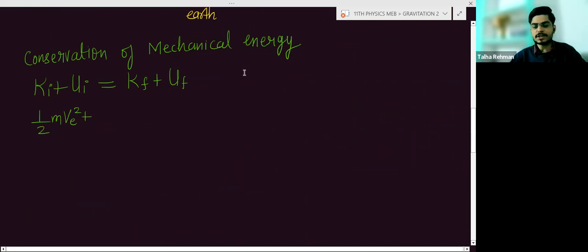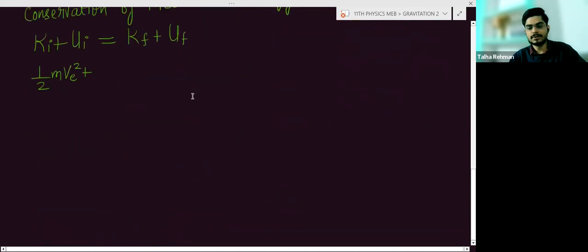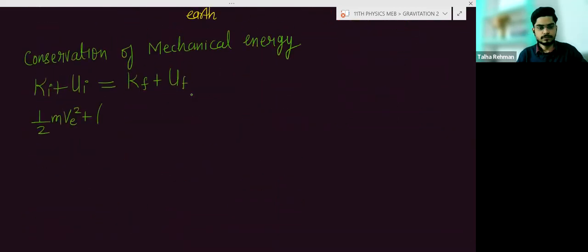Initial potential energy. So potential energy of this system, this Earth and this mass, is here. This is the initial condition. So initially the potential energy will be minus G into M, mass of the Earth, into m, mass of the body, divided by the radius of the Earth.